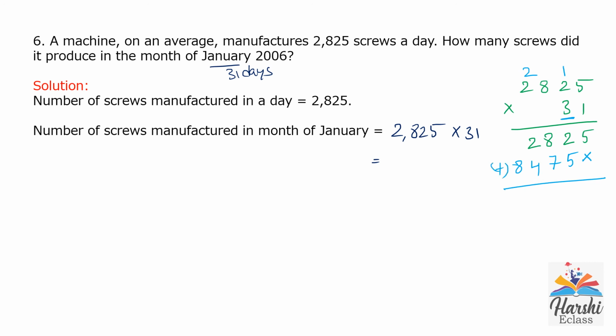Now add these numbers. 5, 7, 8 plus 7, 15. So 1 will come here. 1 plus 2, 3, 3 plus 4, 7, 8. That is 87,575. 87,575 screws are manufactured in the month of January.